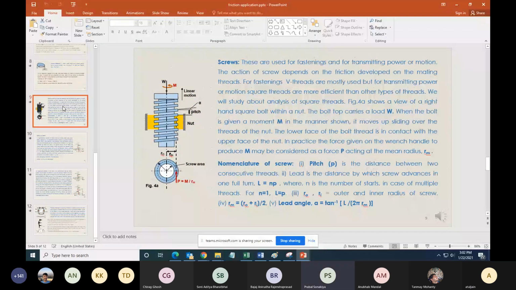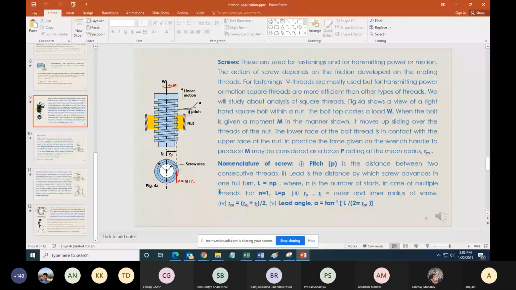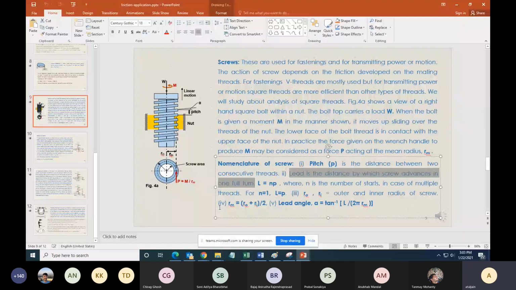Sir, lead and lead angle. Lead angle alpha is the angle between the pitch and the thread. This angle alpha. Can you see? Yes, sir. So lead is the distance by which the screw advances in one full turn.